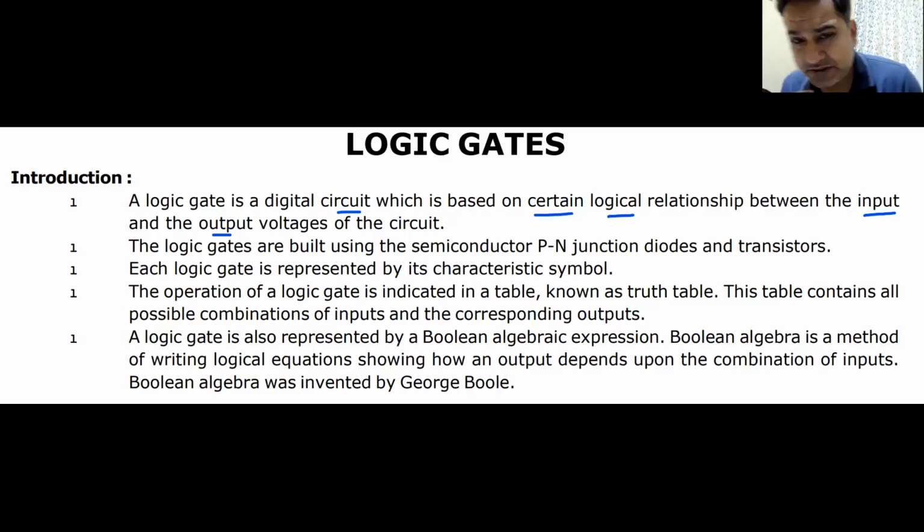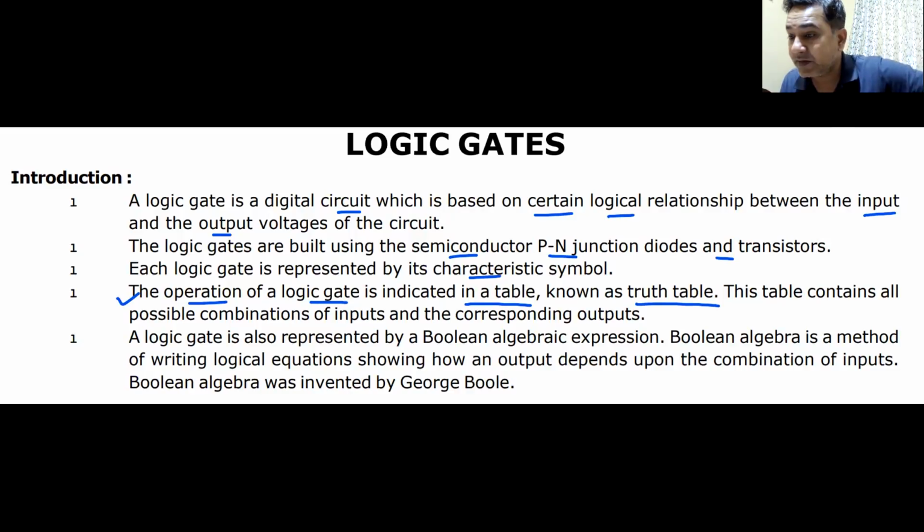All these things that I'm going to tell you are just for your information. Logic gates are built using the PN junction diode, transistors and all that. That is why it comes in modern physics. Each logic gate has a symbol. The operation of a logic gate is indicated in a table which is known as the truth table.